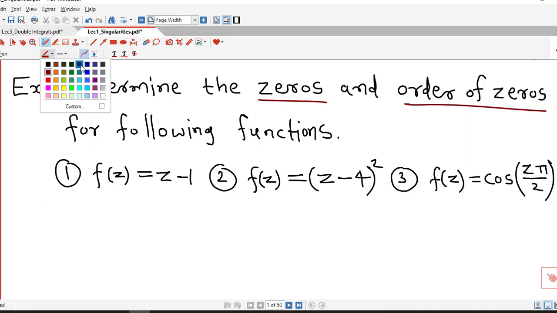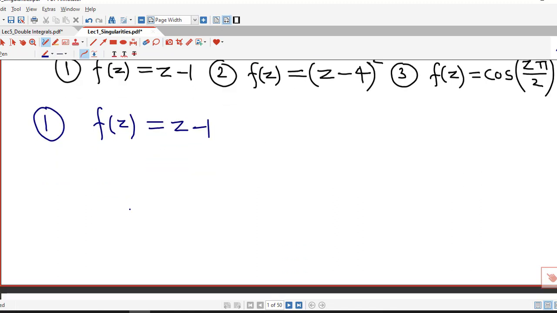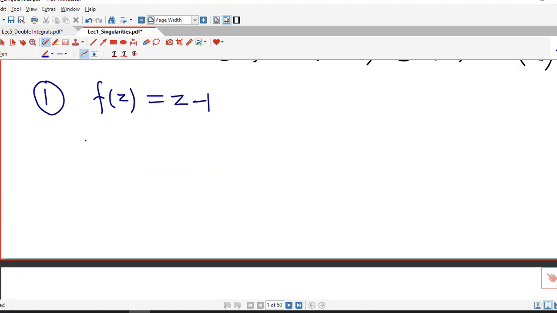So we start with the first function, f of z is z minus 1. First we decide at which point the value of the function is 0. It is clear that the function is 0 if z equal to 1. So clearly f of 1 is 0. So 1 is a zero of this function.